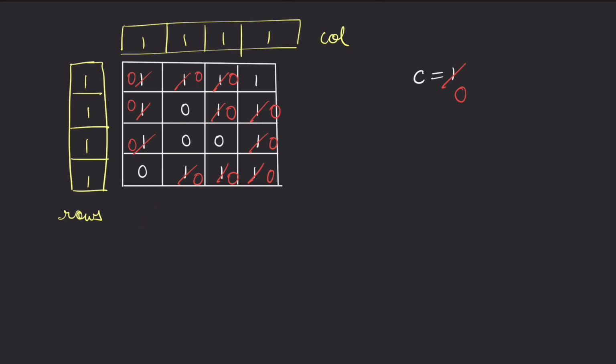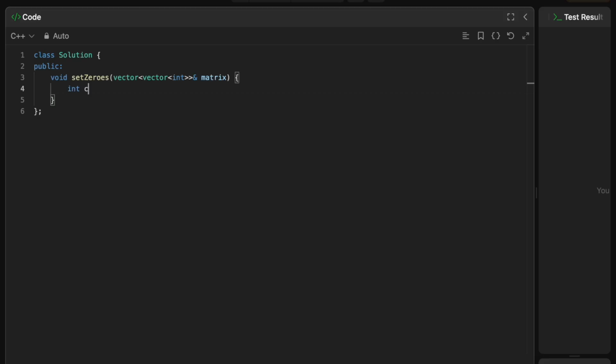So now let's code it out. First of all, we'll create a variable c whose initial value will be 1, right? This will be used for marking column 0, right?